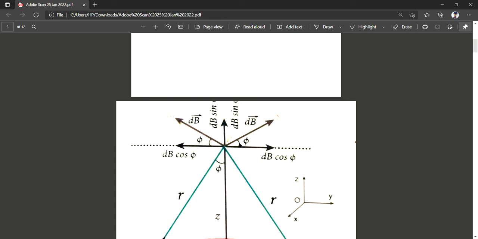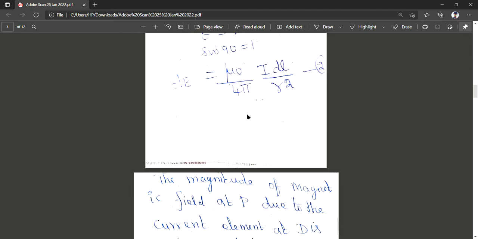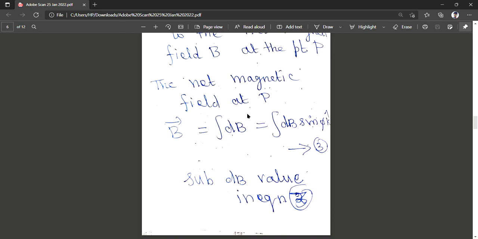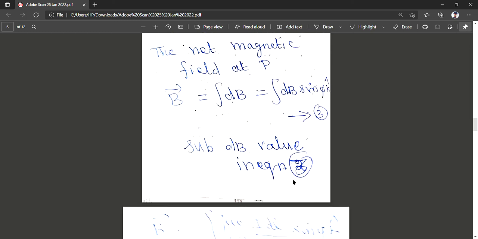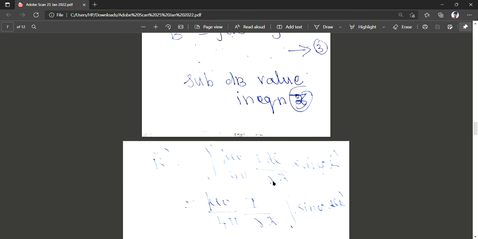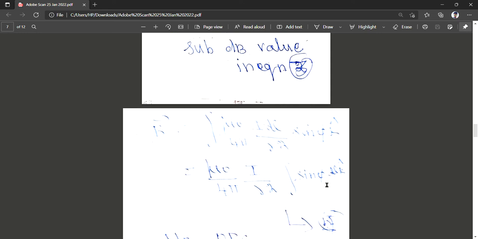Now you have to find out the net magnetic field at the point P. You can write the formula: B vector equals integral of dB equals integral of dB sin phi k cap. This is very important. The net magnetic field at P equals integral of dB sin phi k cap. Substitute the dB value in equation 3: dB is mu naught by 4 pi I by r square. Taking the constant term mu naught by 4 pi I by r square out, the remaining term is integral of sin phi dl k cap. So this is the fourth equation.